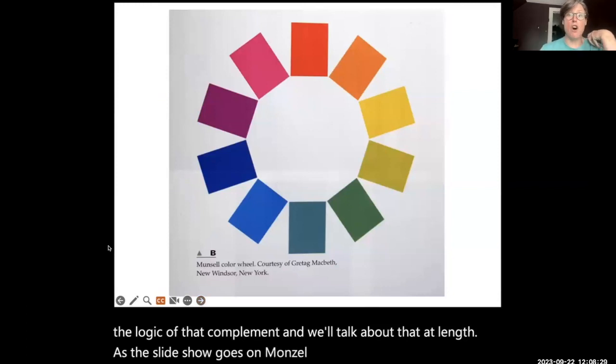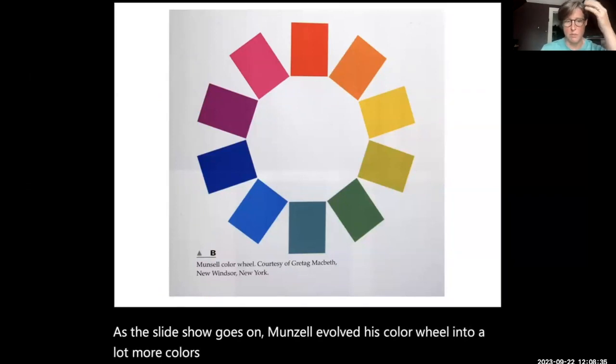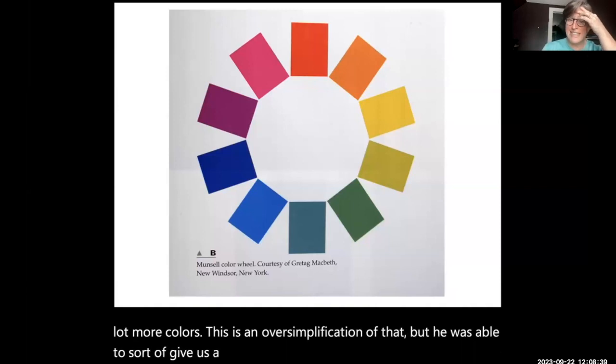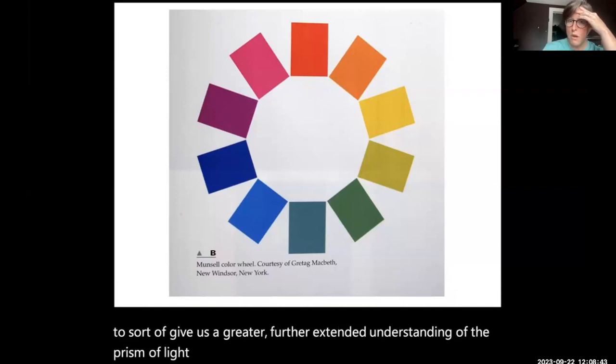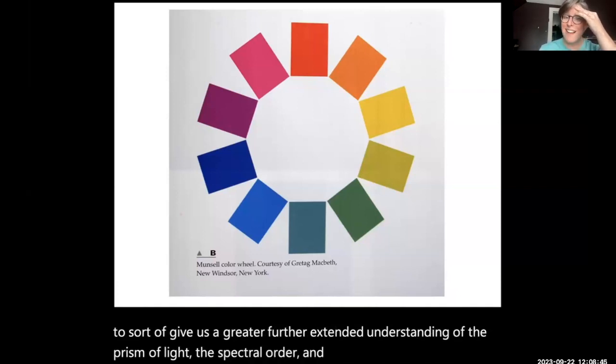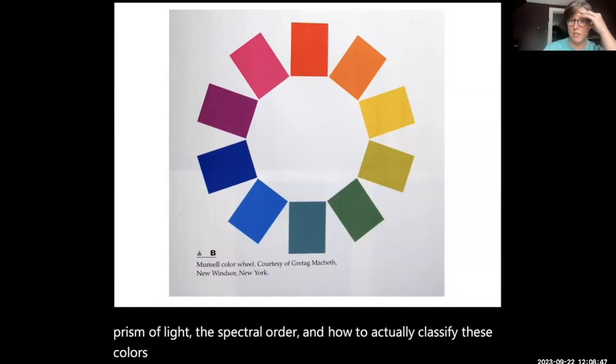Munsell evolved his color wheel into a lot more colors. This is an oversimplification of that. But he was able to give us a further extended understanding of the prism of light, the spectral order, and how to classify these colors beyond just the 12-color wheel.